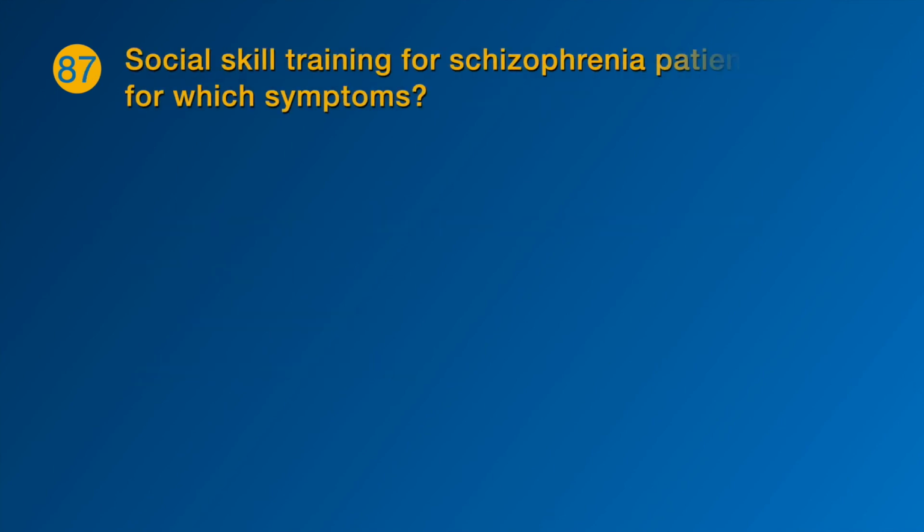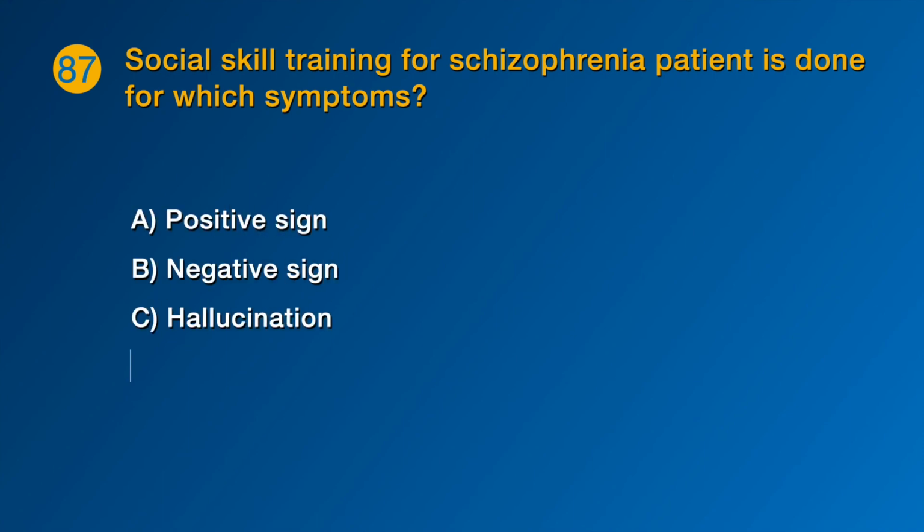Next question is, social skill training for schizophrenia patient is done for which symptoms? Options are positive sign, negative sign, hallucination and delusion. So answer is B. Negative sign. Negative symptoms of schizophrenia are lack of social interest, lack of attention in social or cognitive input, and reduced social drive. Therefore, social skill training is given to schizophrenia patients.